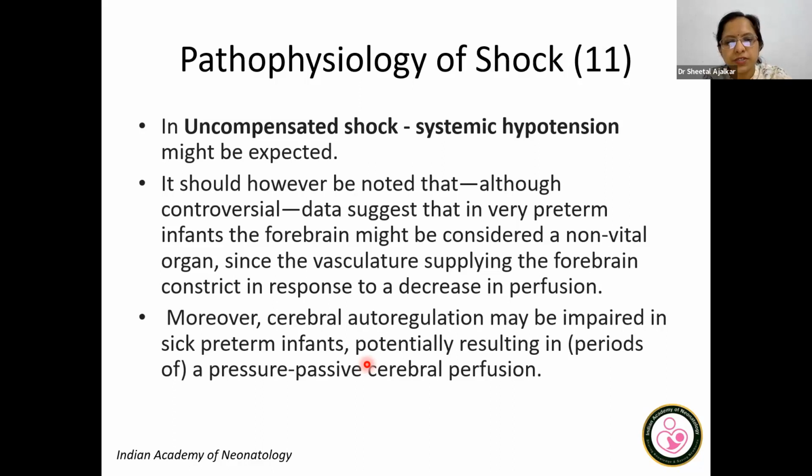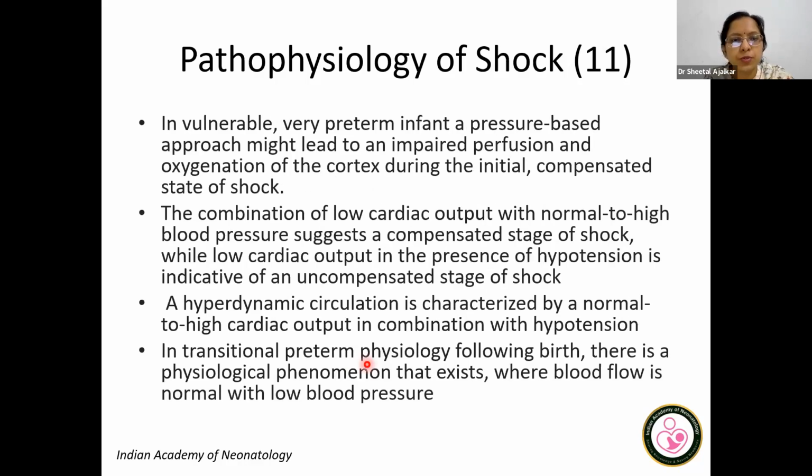This correlation is very important because there can be a pressure-passive cerebral perfusion. In very preterm babies, it has been shown that a pressure-based approach might lead to impaired perfusion and oxygenation of the cortex during the initial compensated phase of shock. When the baby is in the initial compensated phase of shock, when the BPs are maintained, because their cerebral autoregulation is not very good, they can go into pressure-passive cerebral perfusion, and there can be cerebral hypoxia. So a combination of low cardiac output with normal to high blood pressure suggests a compensated stage of shock. It means BPs are maintained, but the cardiac output is low and the cerebral perfusion is also low.